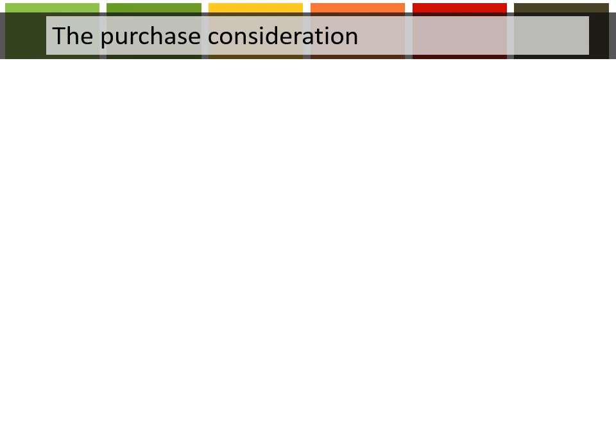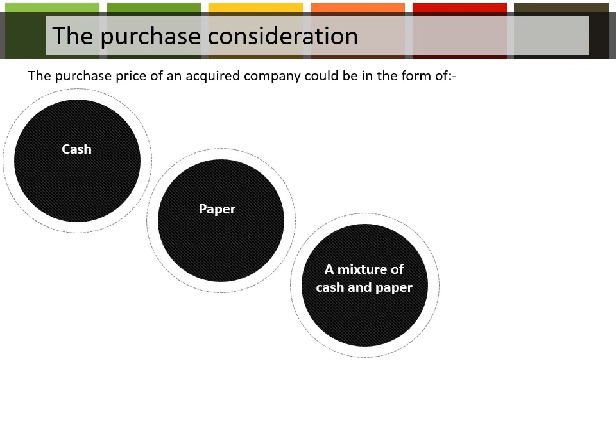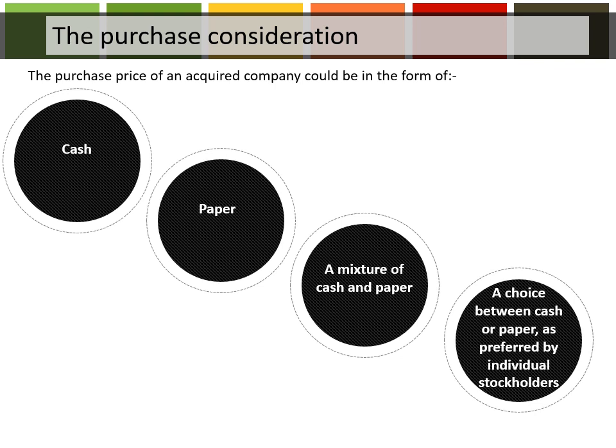The purchase consideration. The purchase price of an acquired company could be in the form of cash, paper, a mixture of cash and paper, a choice between cash or paper as preferred by individual stockholders. Click here to see each one in detail.